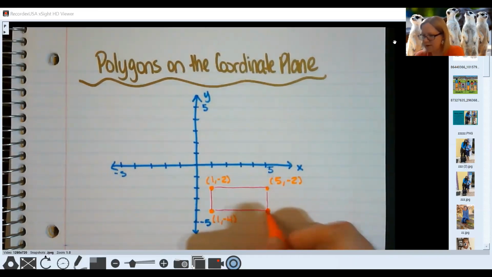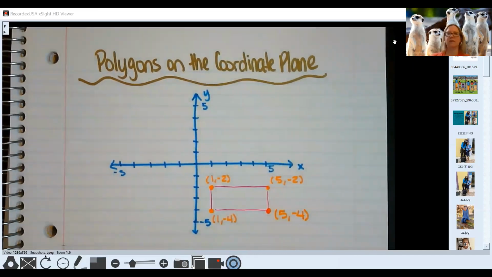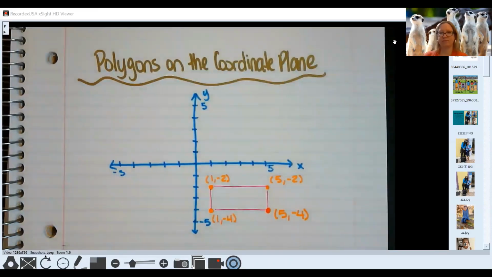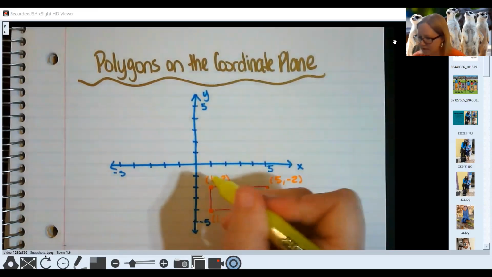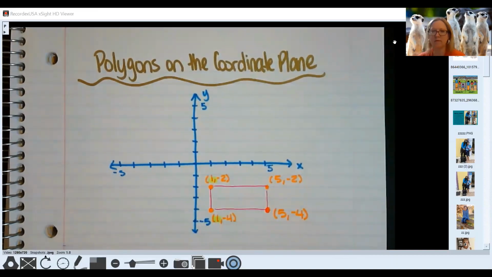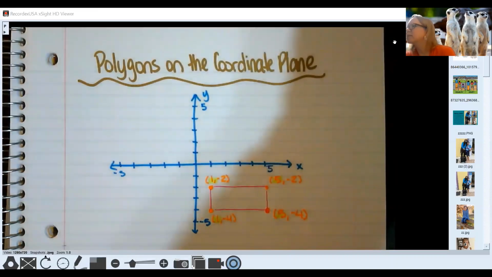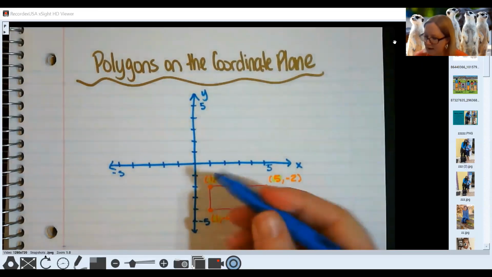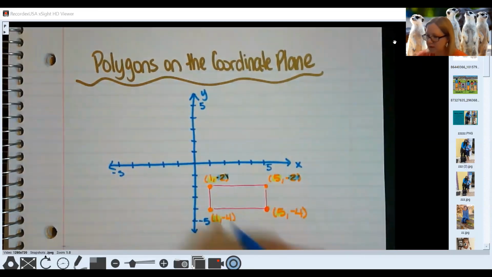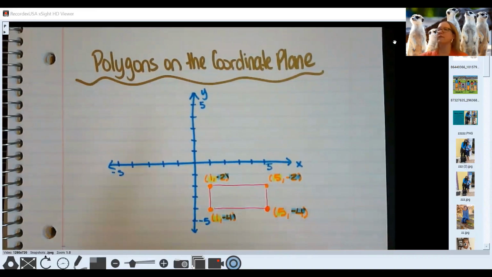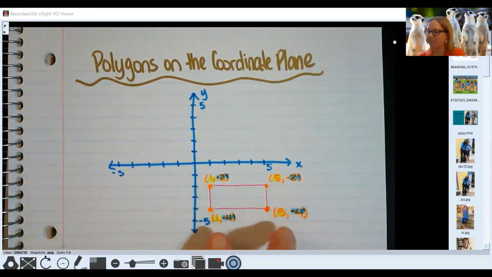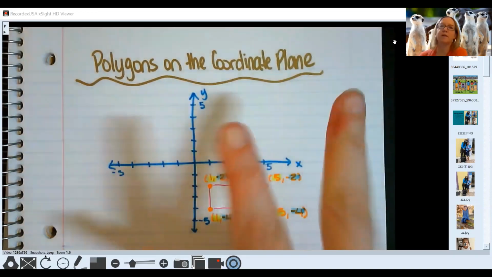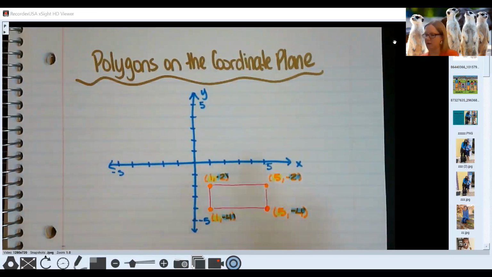So the coordinates of that point would be at 5, -4. And I want you to notice the points that I've got. My x coordinates, I have a 1 and a 1, a 5 and another 5. And then my y coordinates, I have a -2 and a -2, a -4 and a -4. So what you'll notice about having a rectangle on a coordinate plane is that you're going to have 2 pairs of the same x coordinates and 2 pairs of the same y coordinates. Just a thing to keep in mind.